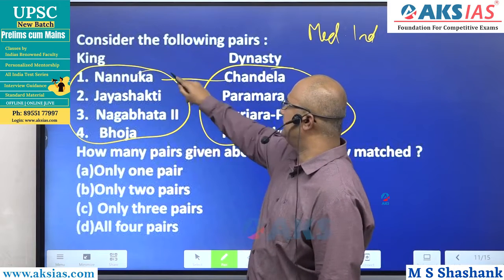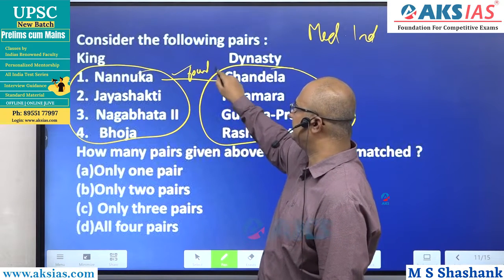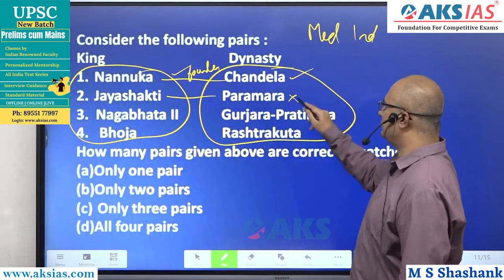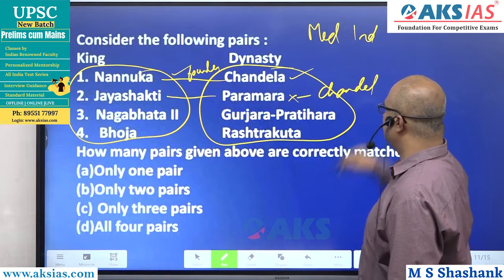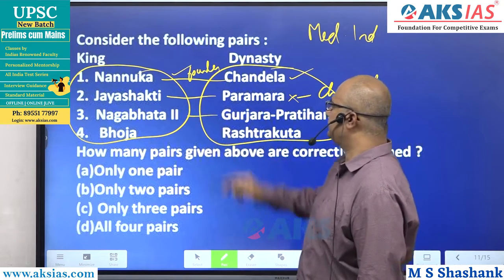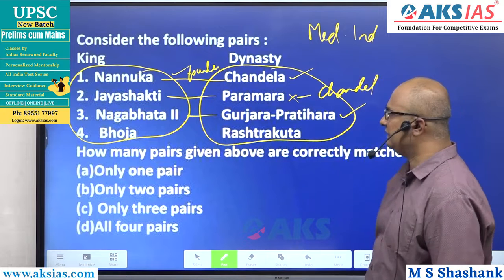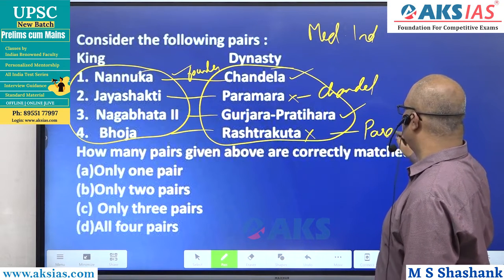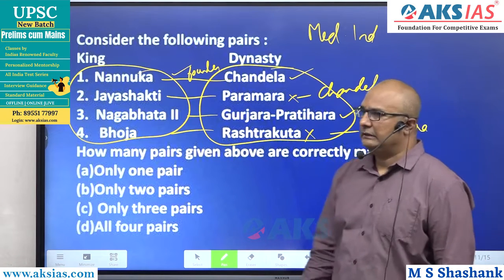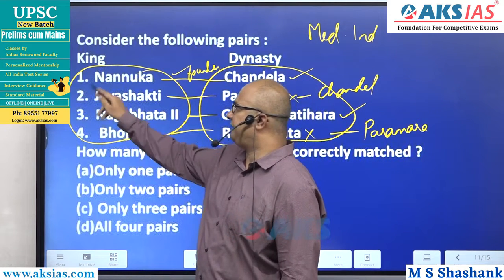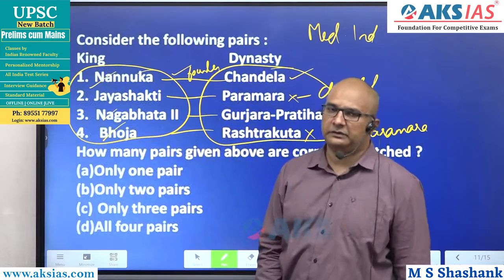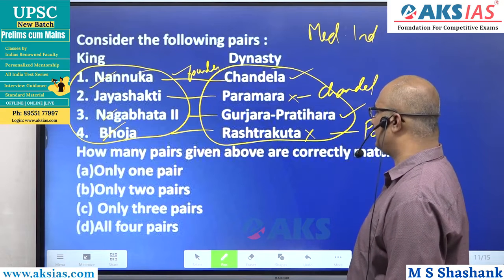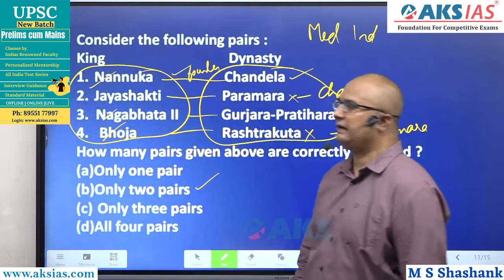Nanuka is Chandela dynasty. Yes, he is in fact the founder of Chandela dynasty. Jayashakti is Paramara? No. Why? He is also belonging to Chandela. Nagabhatta is belonging to Gurjara Pratihara. Absolutely right. Bhoja is belonging to Rashtrakuta? No, he belongs to Paramara. Again a very factual question. And of these, 3 people are quite famous: Nanuka, Nagabhatta and Bhoja. So at least on those 3 you will be able to answer the question. So the answer should be 1 and 3 only are correctly matched, which means only 2 pairs have been matched correctly.